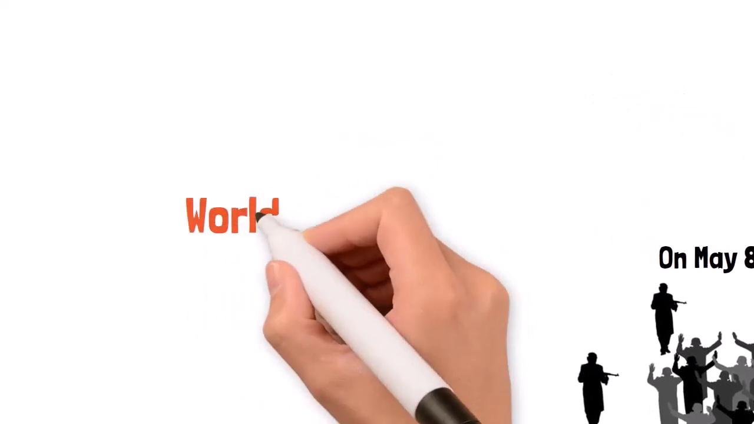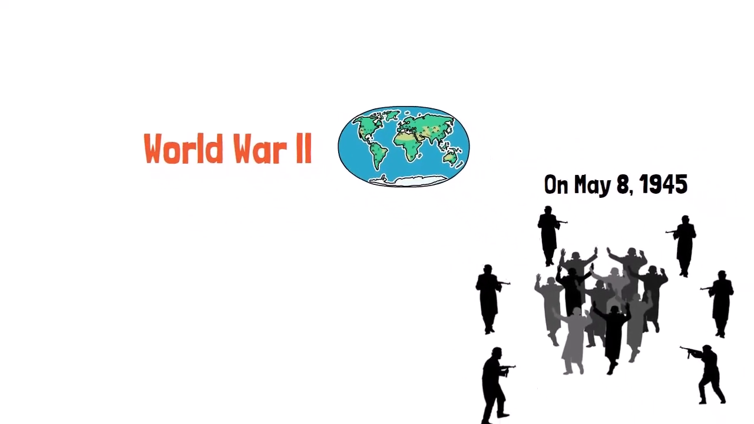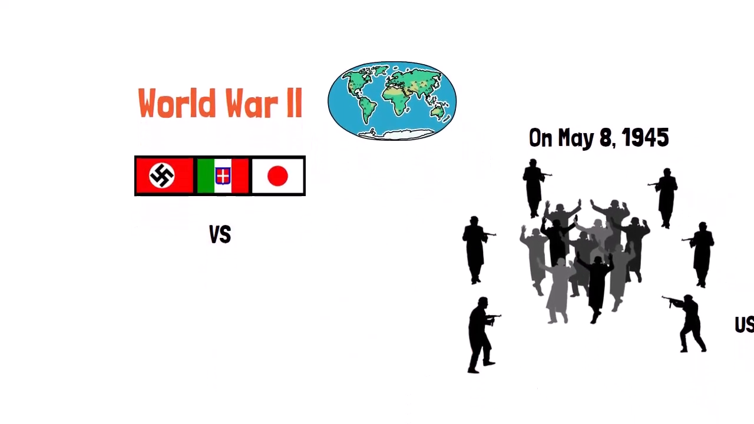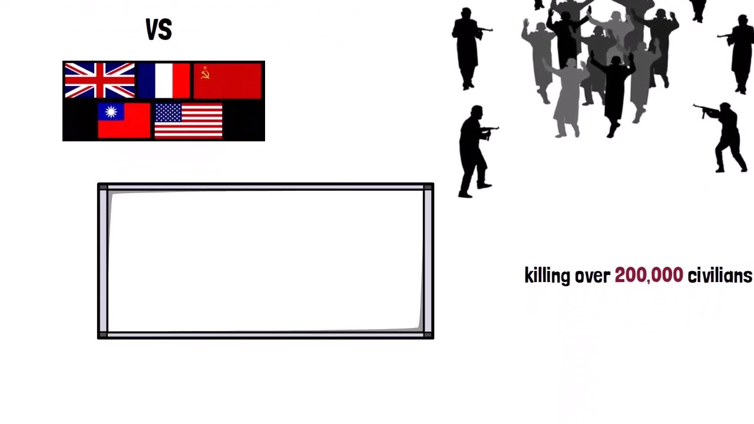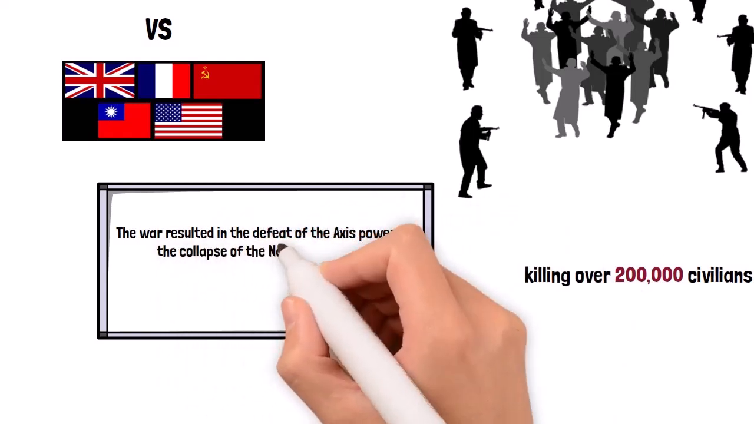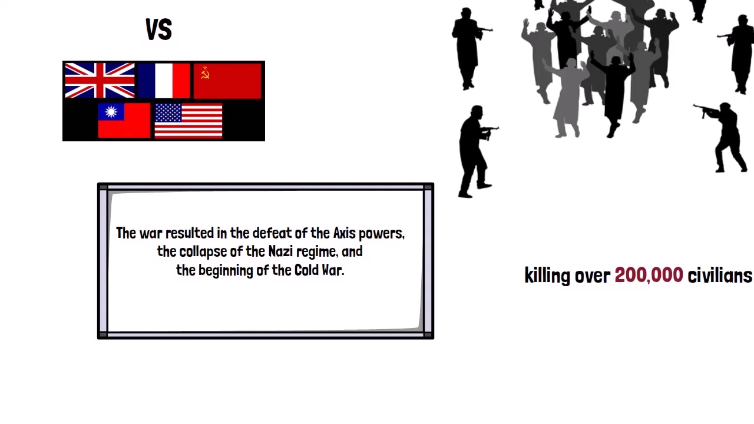In short, World War II was a global conflict that lasted for 6 years and was fought between the Axis powers, led by Germany, Japan, and Italy, and the Allied powers, led by the United States, United Kingdom, Soviet Union, and China. The war resulted in the defeat of the Axis powers, the collapse of the Nazi regime, and the beginning of the Cold War. The war had a profound impact on the world, shaping the political and social landscape for decades to come.